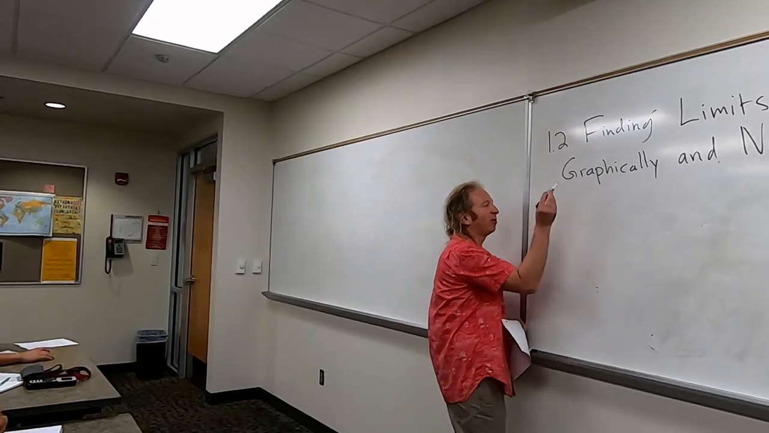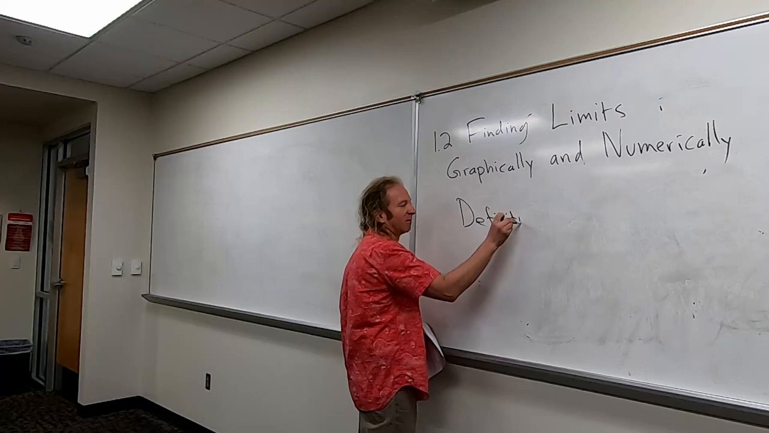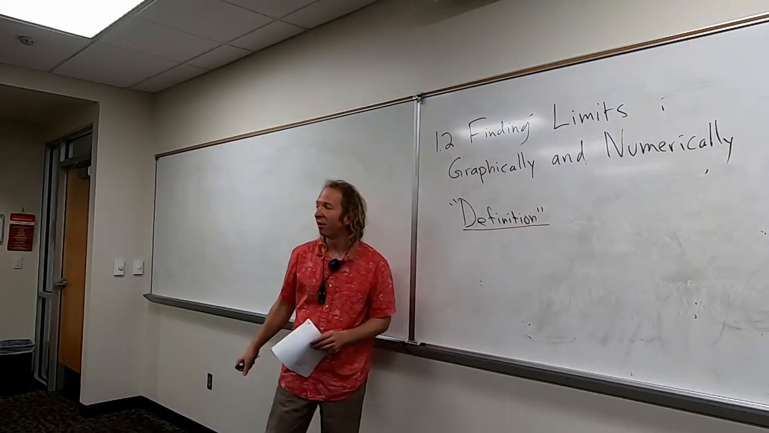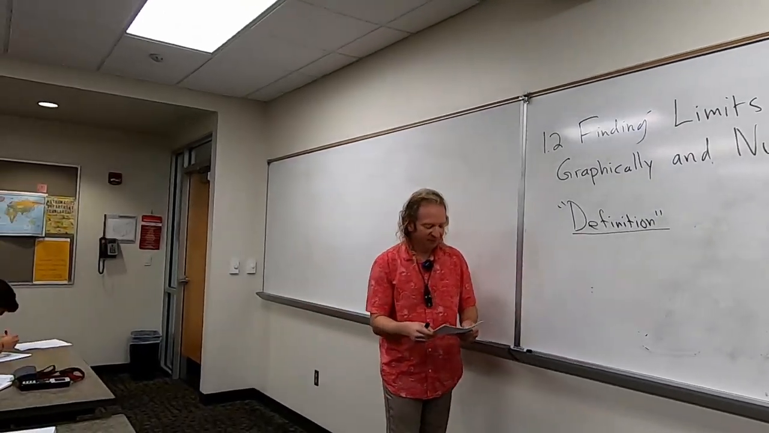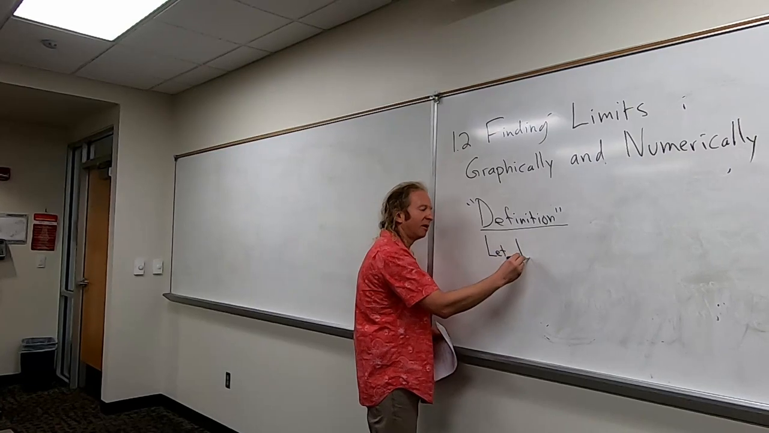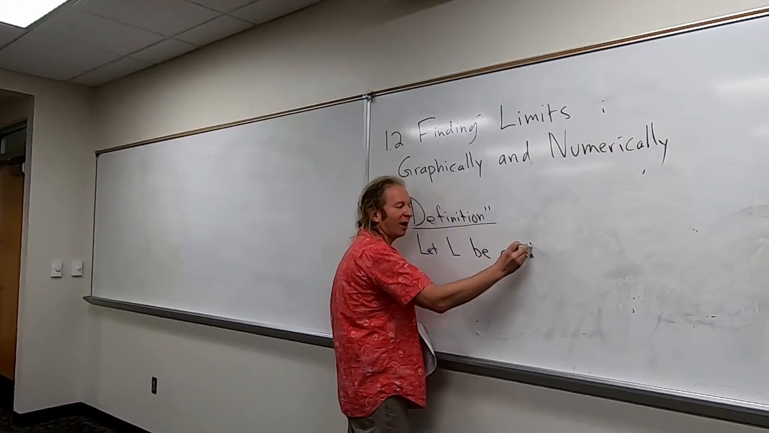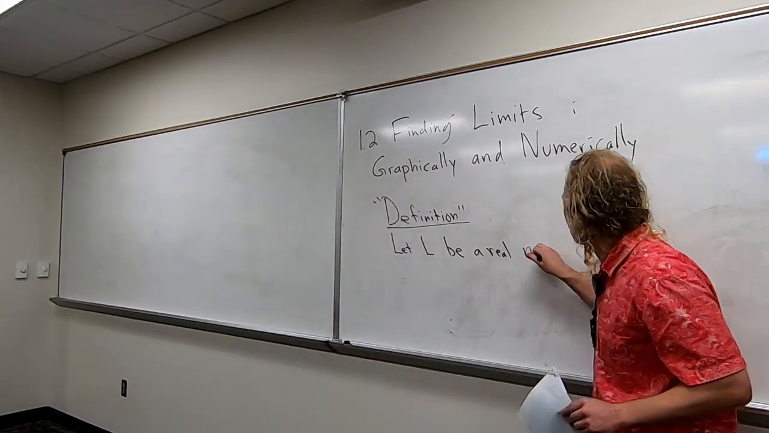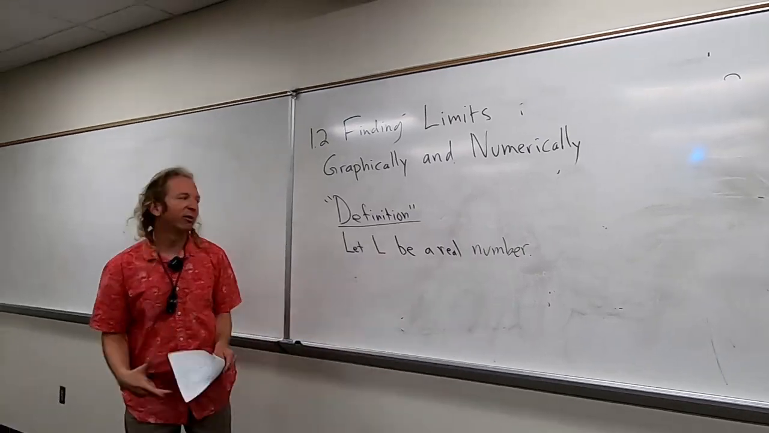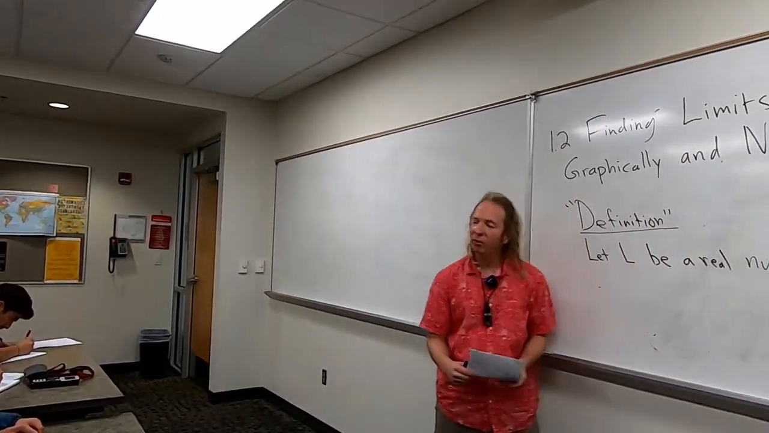So this is the informal definition. I'm just going to put definition in quotes. This is the informal definition of a limit. So we're going to define limit. Let L, capital L, be a real number. So capital L is going to be the limit, right? That's what we use L for, the variable. So L has to be a real number, right? So let L be a real number, okay?